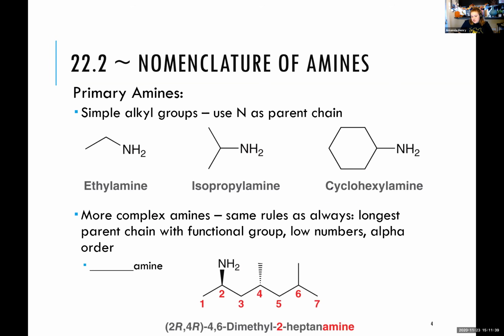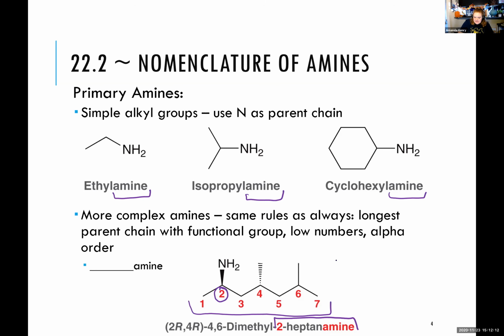A little bit of nomenclature. If they are simple primary amines, we treat the nitrogen as the parent chain. So we just list whatever's attached to it and then the word amine. When they are more complex, then the word amine becomes part of that parent chain. So the one that's down here, we have a 7-carbon chain. The nitrogen is on carbon 2. So our parent name becomes 2-heptanamine.